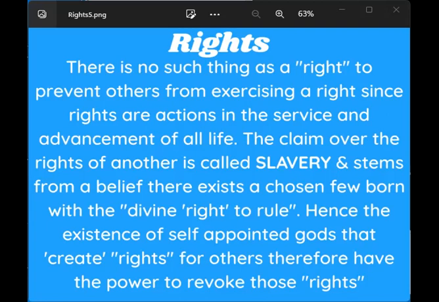The claim over rights of another is called slavery and stems from a belief that there exists a chosen few born with a divine right to rule. Hence, the existence of self-appointed gods that create rights for others therefore have the power to revoke those rights. Think about what happened through the pandemic, guys. Were your rights being revoked?